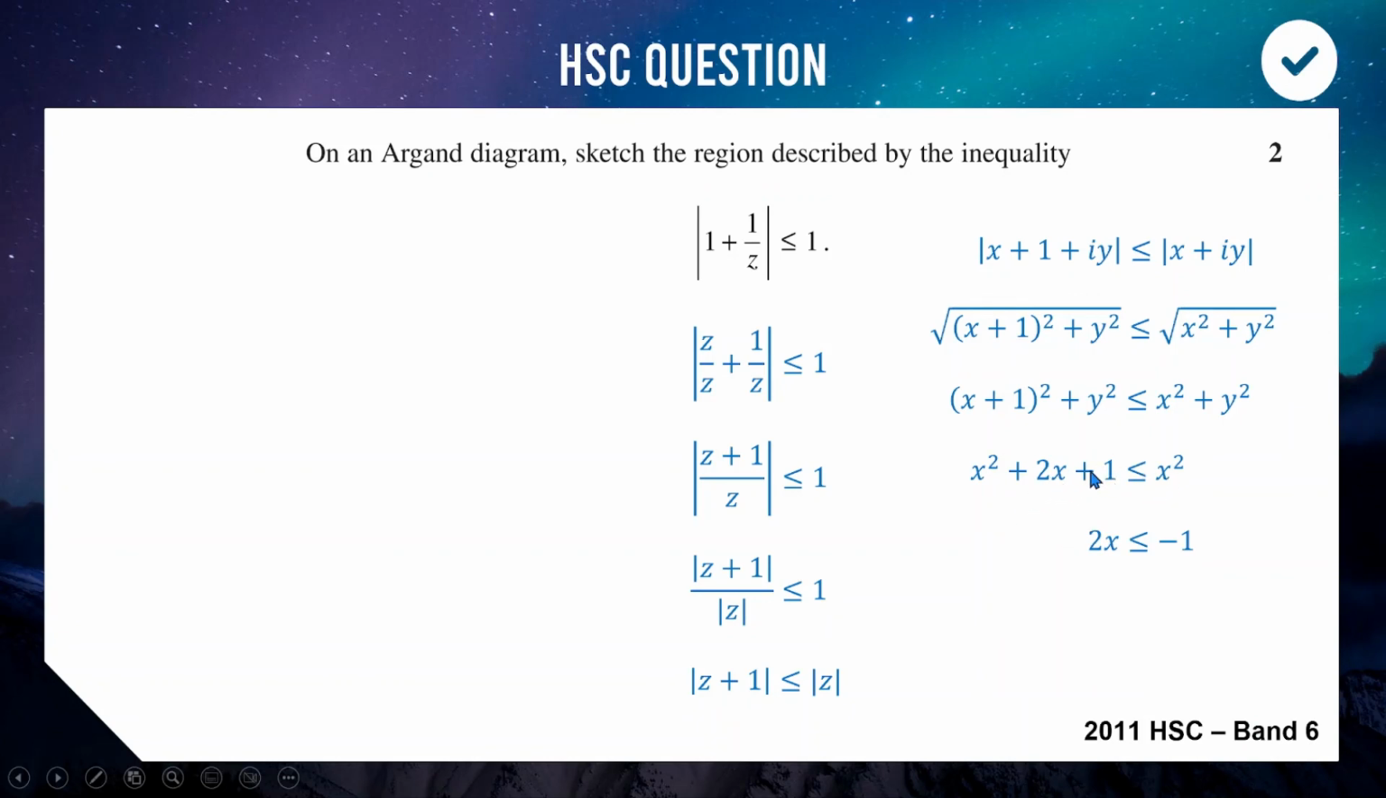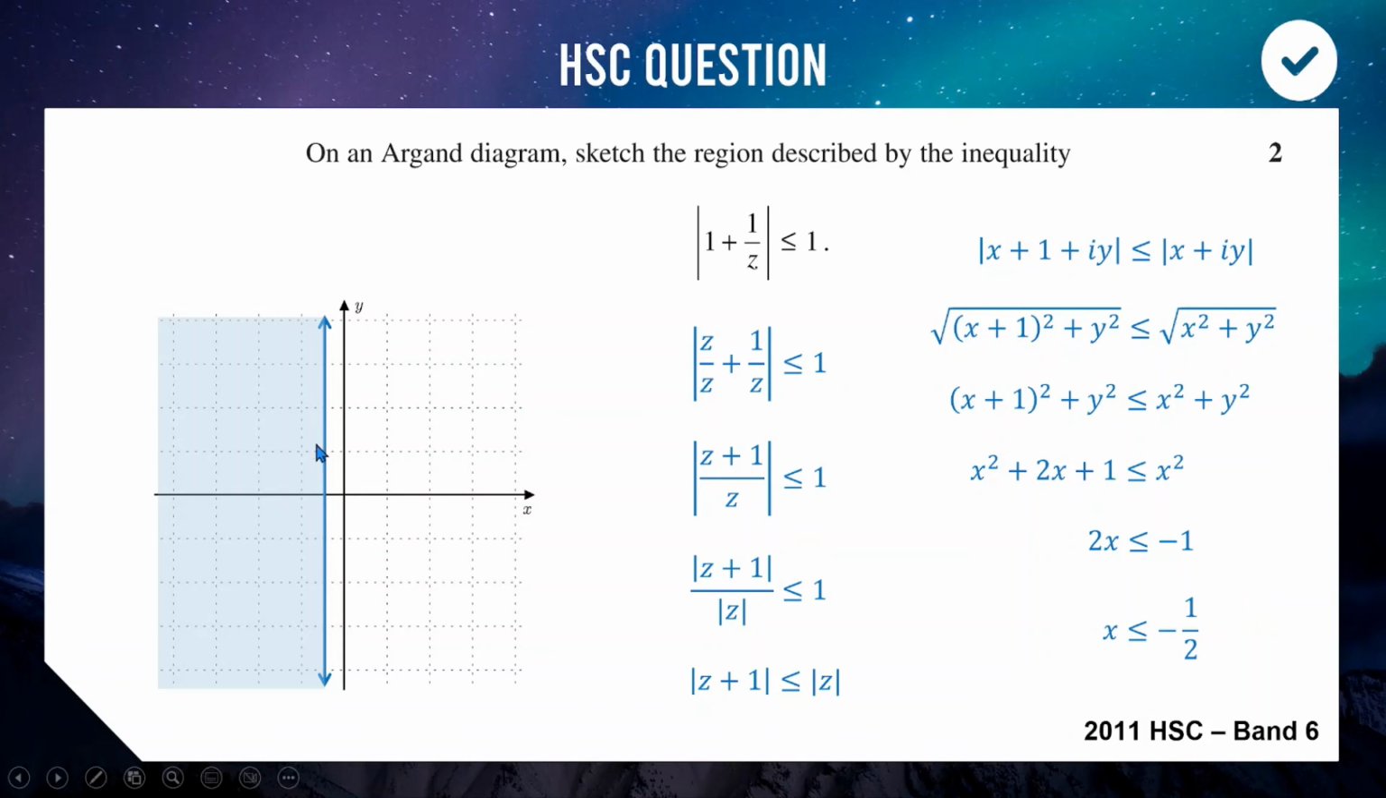We'll put the plus 1 across the right-hand side to make it a negative 1. Divide both sides by 2, and all we need to sketch is that the real part, x, is less than or equal to negative a half, which is not too challenging. Get up a picture right here. Okay, here's the real part at negative a half. We want our real part to be less than negative a half, so we're everywhere on the left, and so there is our blue region.